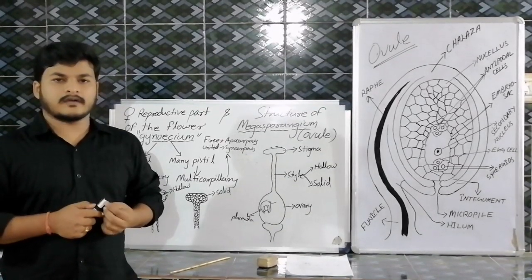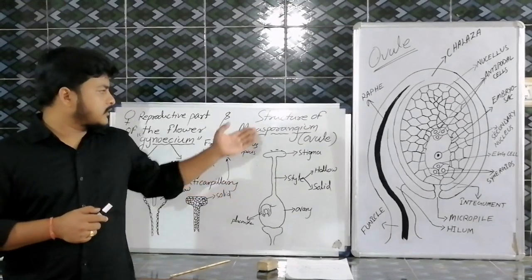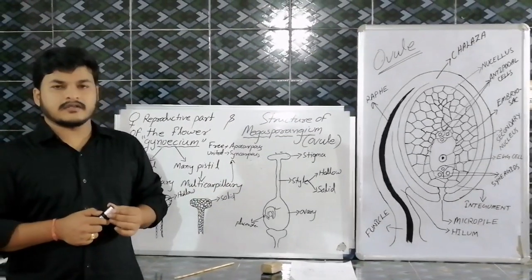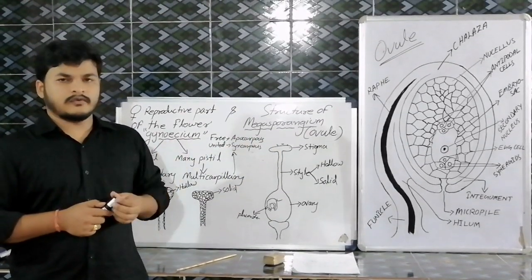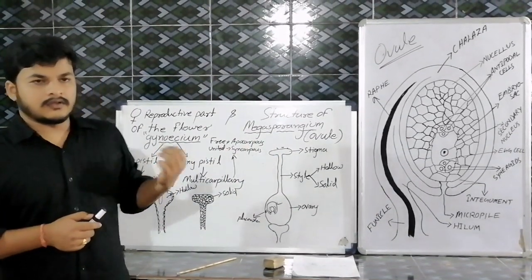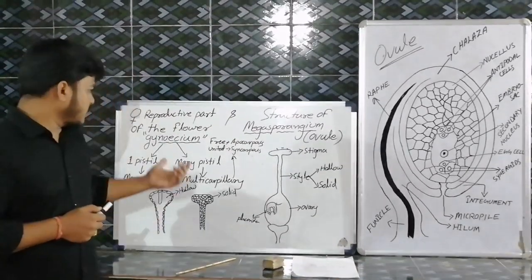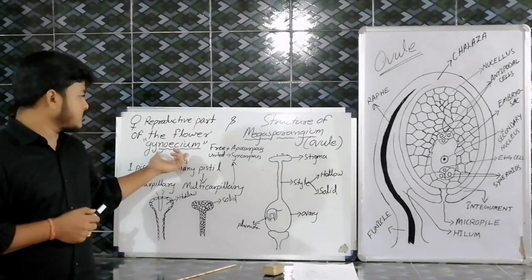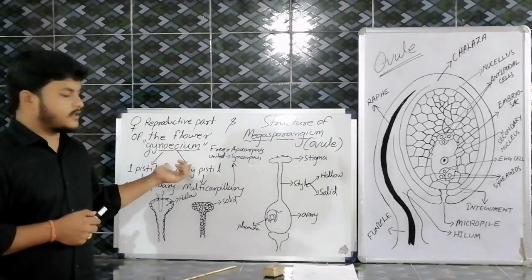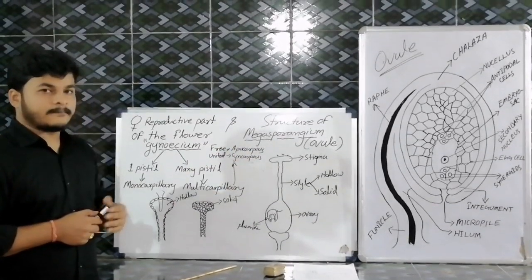The female reproductive part of the flower, which is your gynoecium, and the structure of the megasporangium, which is commonly known as your ovule. So we first look at the female reproductive part of the flower, which is your gynoecium. This unit is otherwise known as your pistil.